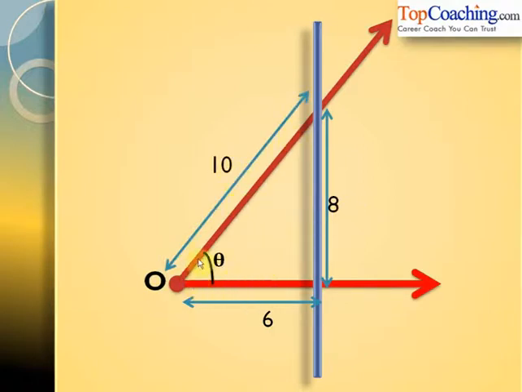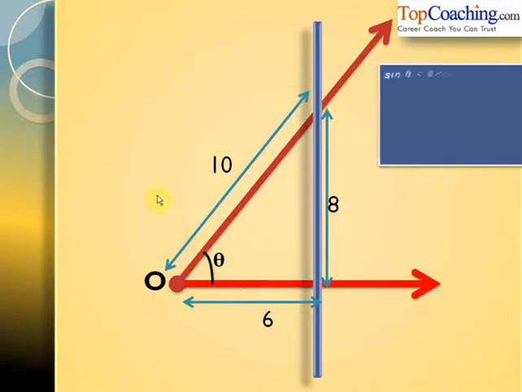Now we see that angle theta remains the same, but the length of base increases to 6 units. Similarly, the height also increases to 8 units, and similarly the hypotenuse increases to 10 units. But angle remains the same. Now let's again try to calculate the 6 different trigonometric ratios.